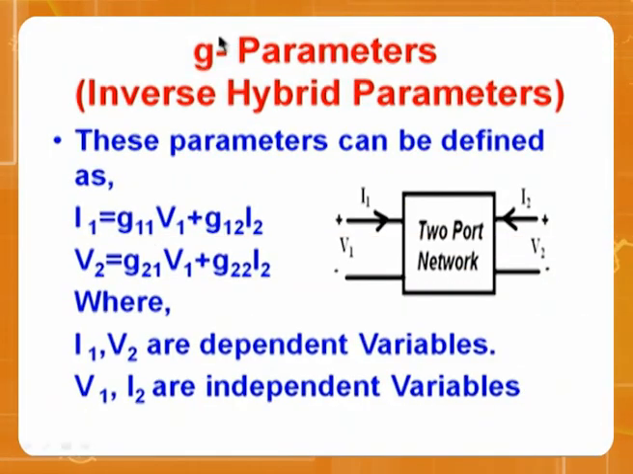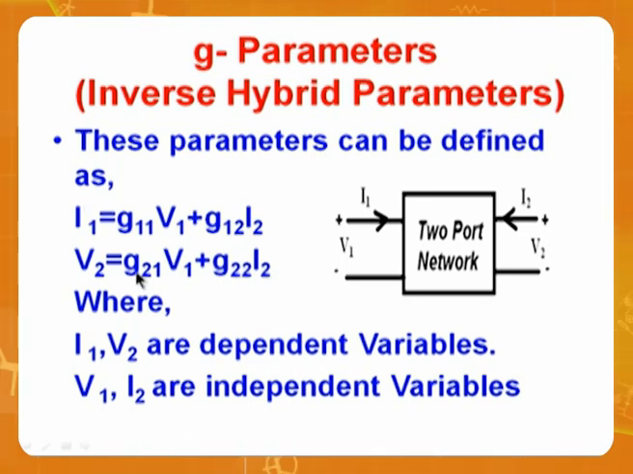Then automatically you will get G parameters. Please understand, Z and Y are inverse, G and H are inverse. So this is the inverse of H parameters. That means whatever is independent here will become independent there. So they can just interchange. So I1, V2. The way to write is very simple. 1 and 2. Here also 1 and 2. So 1 1, 1 2, 2 1, 2 2. It's very easy to remember.